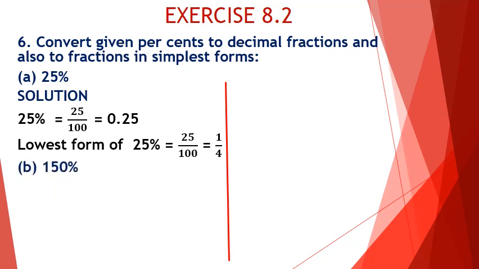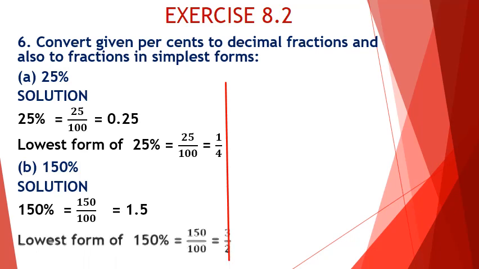Next is 150 percentage. So this can be written as 150 upon 100. First part, write it in the decimal form. So remove 2 digits from the right side, then put the decimal point. We get 1.50, or simply we can write 1.5.